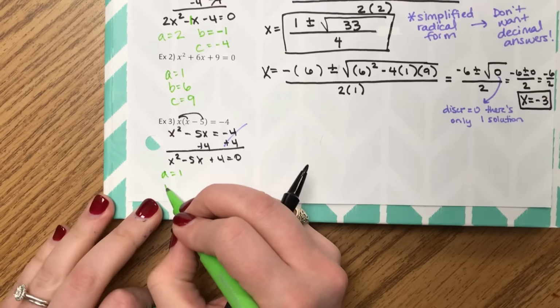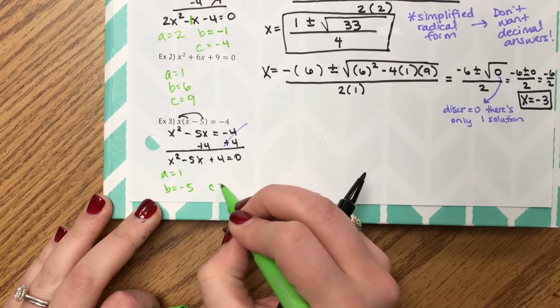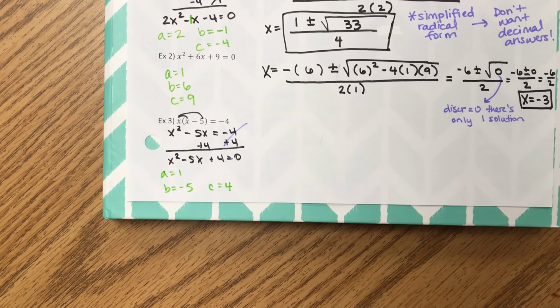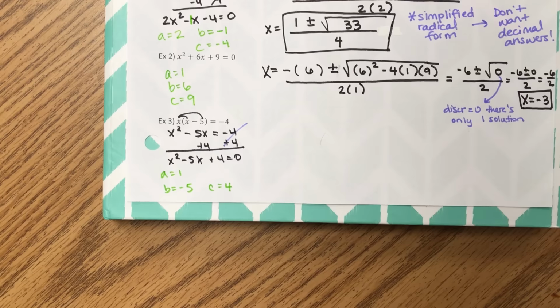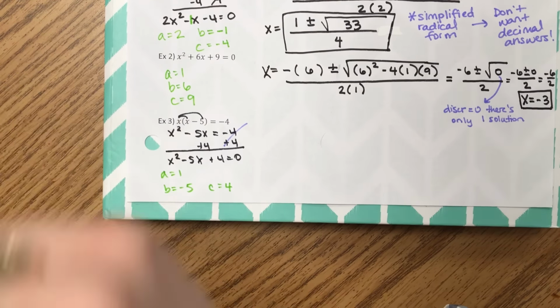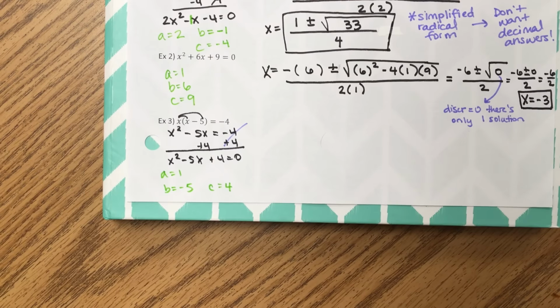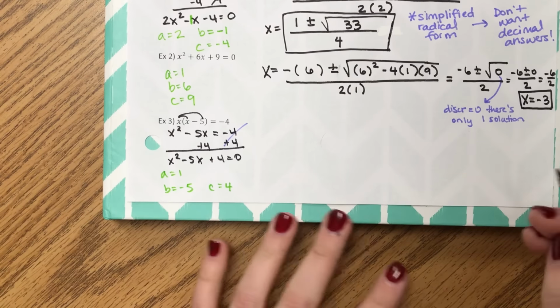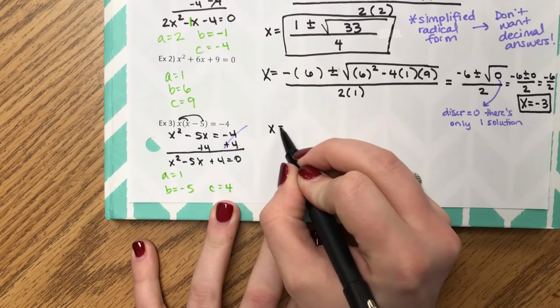So a is 1, b is negative 5, c is 4. This would be a really great place to pause the video and go ahead and try plugging it in yourself and simplifying out as far as you can. And then you can push play again and see if you got it correct, okay? That's what I would do. Okay, so plug it in.